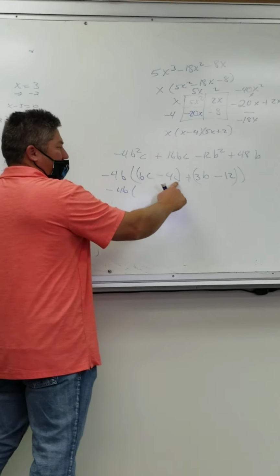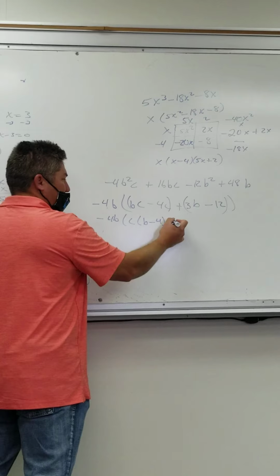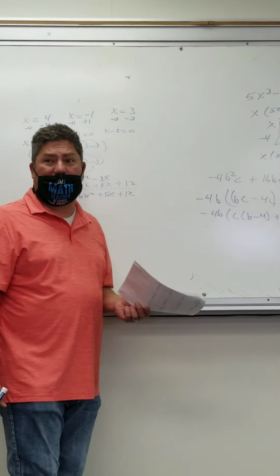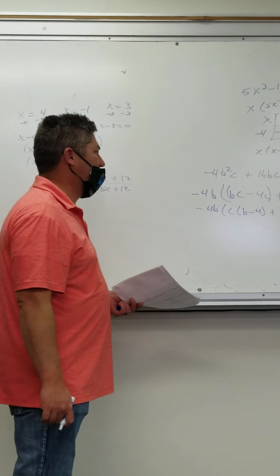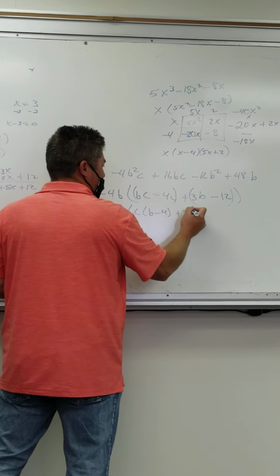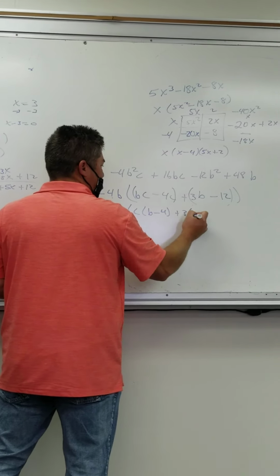Nope, 2 won't go into this first one. Just C. Yeah, just C. What's left? B minus 4. Okay? Now, watch this next part, because this gets a little bit tricky here. What's the common factor here? 3. What will be left then? B minus 4. Now, let me ask you this.